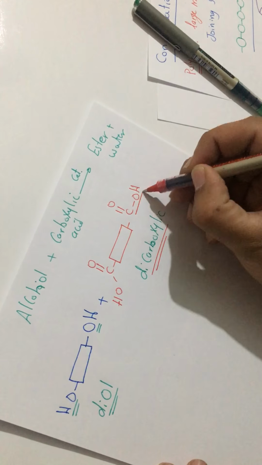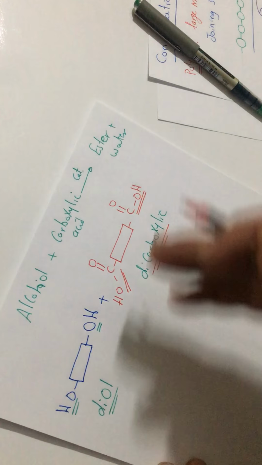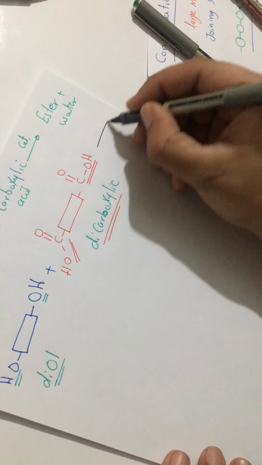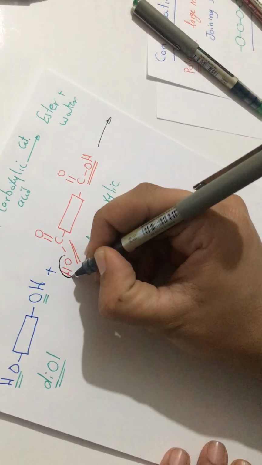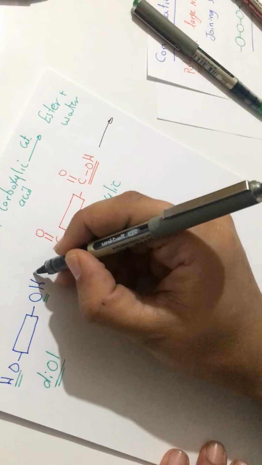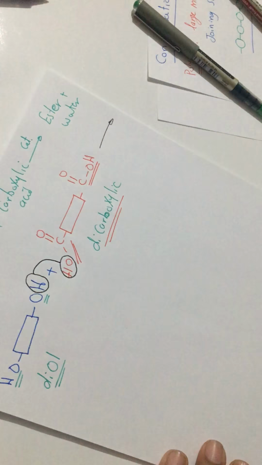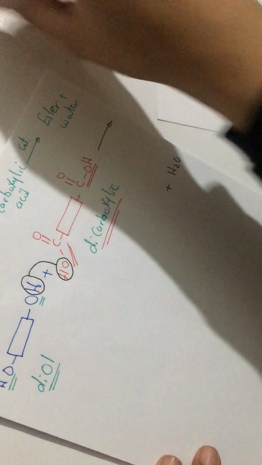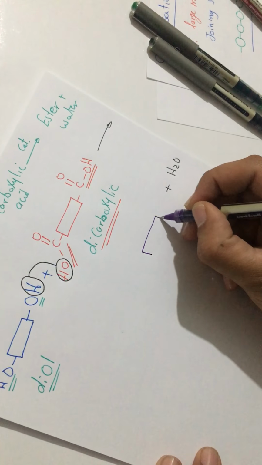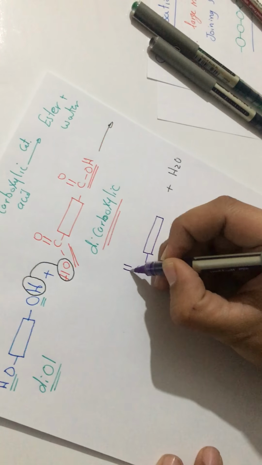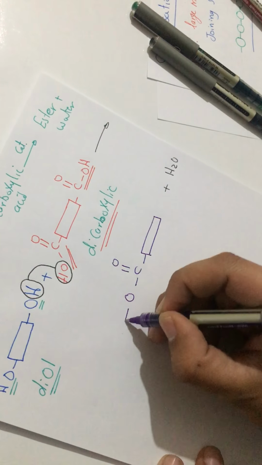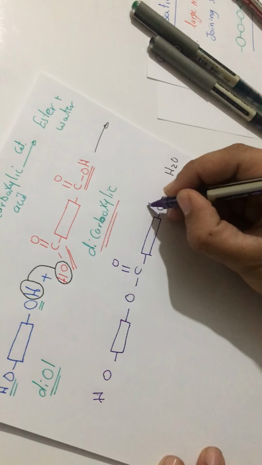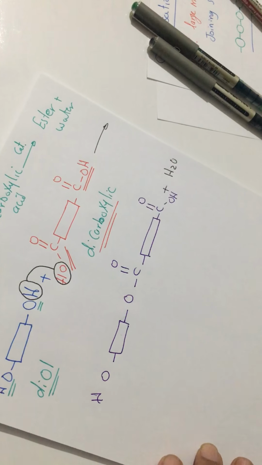Dicarboxylic because we have two COOH attached to the compound. If we have here a catalyst, what will happen? We're going to take OH from this unit and H from this unit to form water. Water is eliminated. And what will be the remaining? We're going to have here C double bond O and O, and the unit has OH from this terminal and C double bond O, OH from the other terminal.